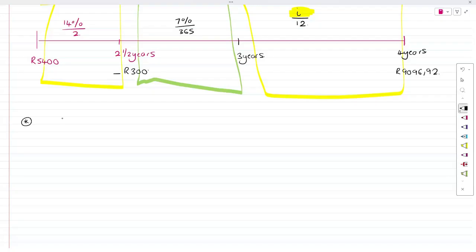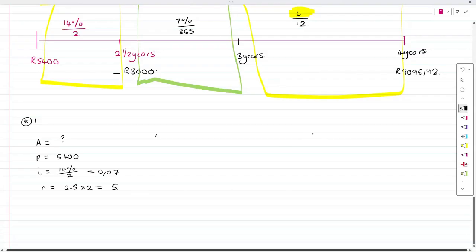For calculation 1, we go A, P, I, N. A is unknown, of course. P is 5,400. I is 14% divided by 2, which should be 0.07, if I'm not mistaken, because that's 7%. And N is 2.5 years times 2, which should equal 5.